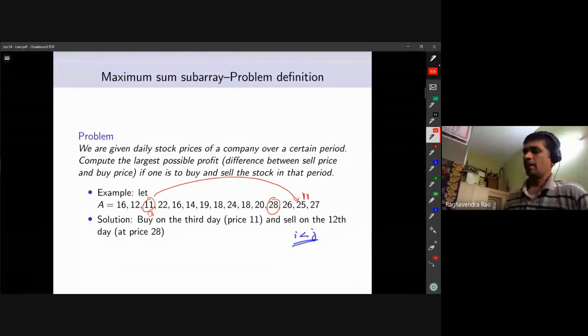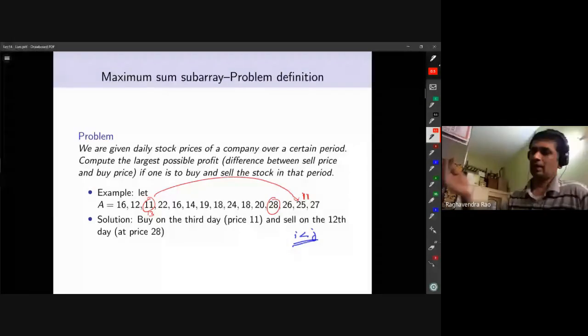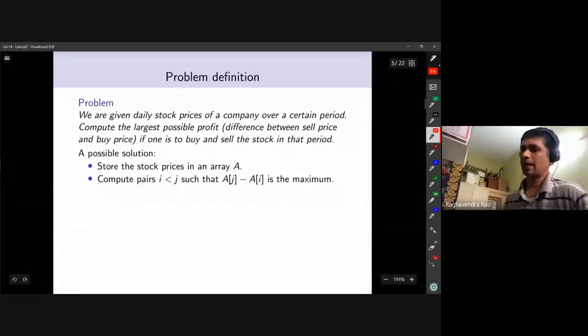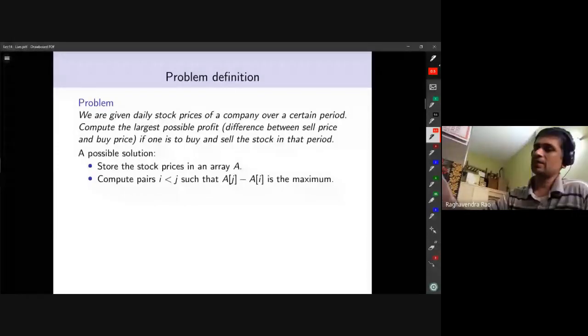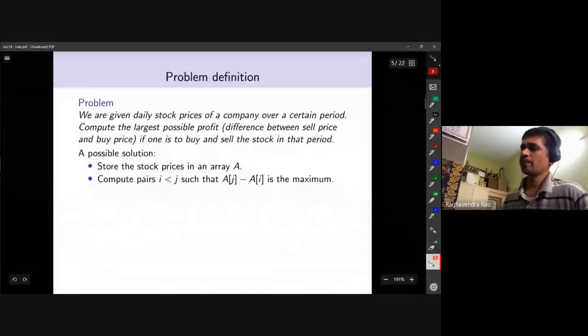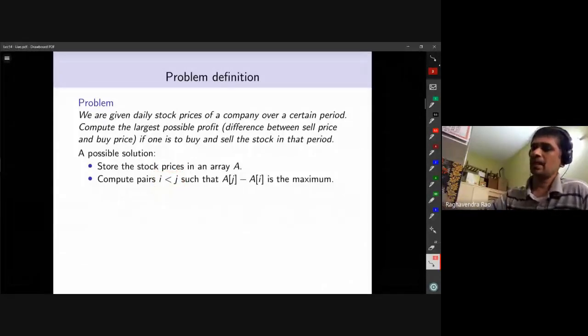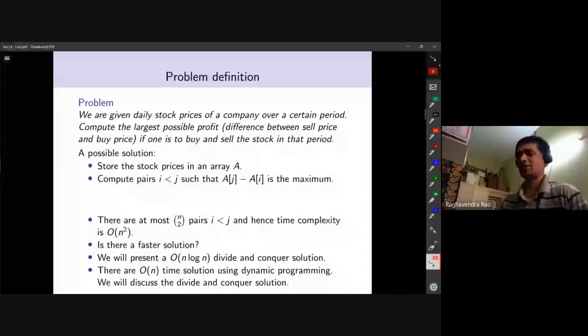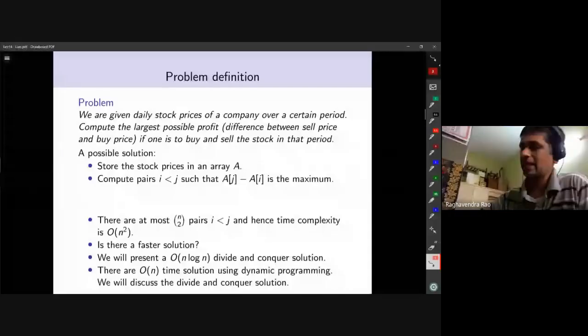More formally, we can assume that the stock prices are always given in an array of n elements. Our job is to compute pairs i less than j, with i and j ranging from 1 to n, such that aj minus ai is the maximum. The naive approach is to run over all such pairs. How many such pairs, i less than j? There are exactly n choose 2 such pairs.